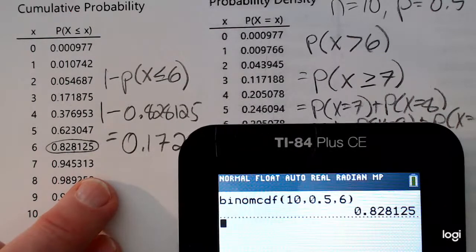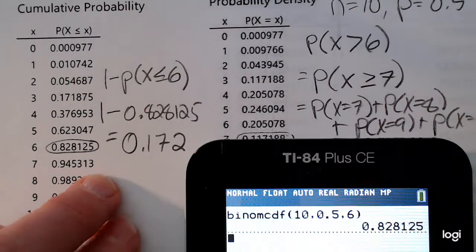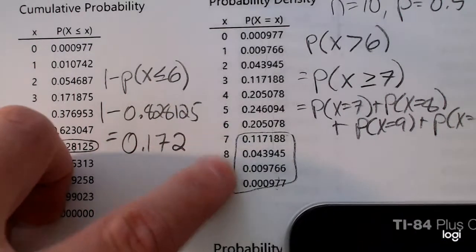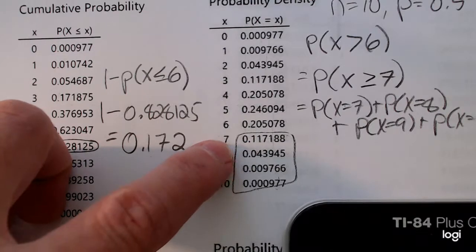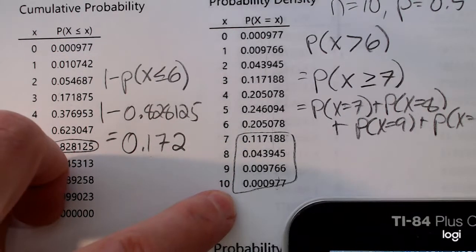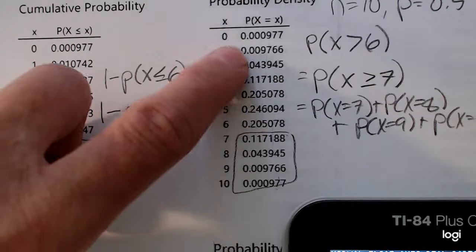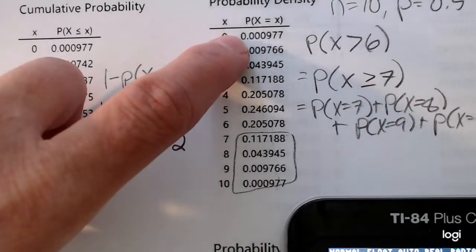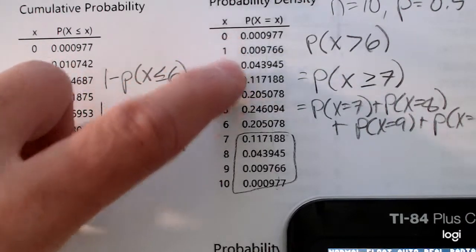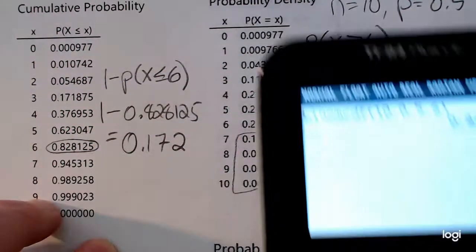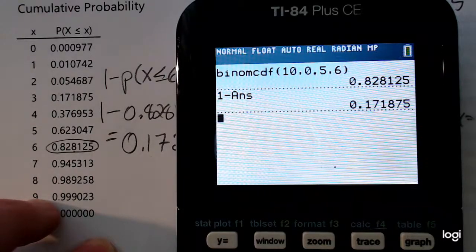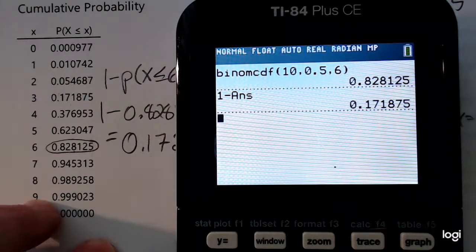But again, I need to subtract that value from 1 because I'm actually finding the probabilities in the other direction. I need to sum from 7 through 10, and I'm recognizing the fact that all of the probabilities must sum to 1, so I'm taking out the sum of the probabilities for when x is 0 up through 6. Alright, so subtracting that value from 1, I get 0.172 rounded to 3 decimal places.